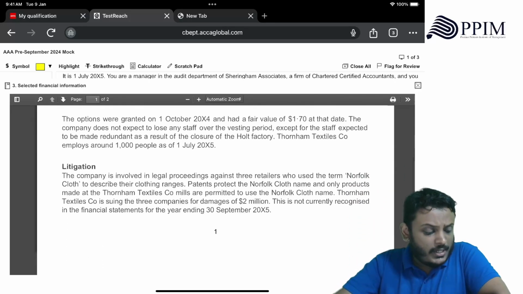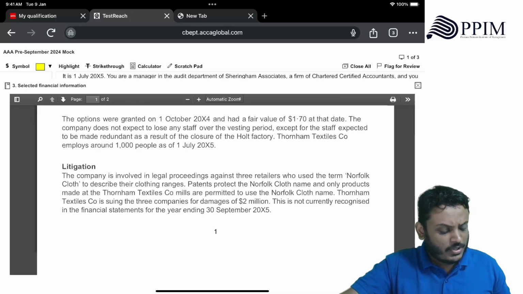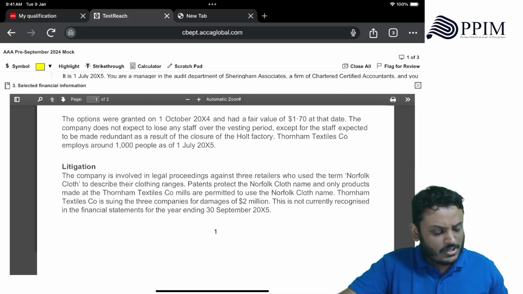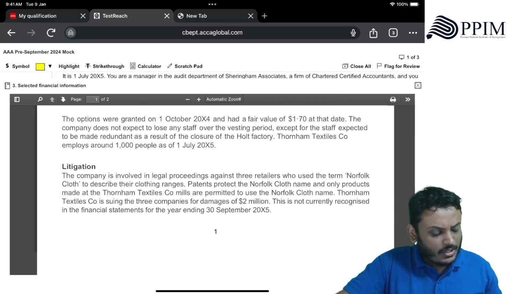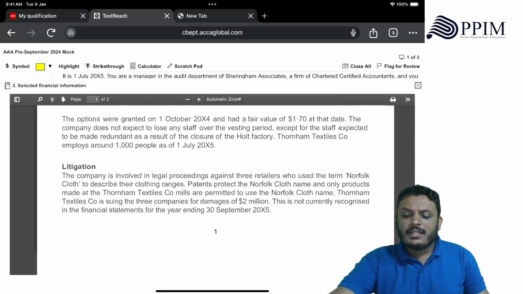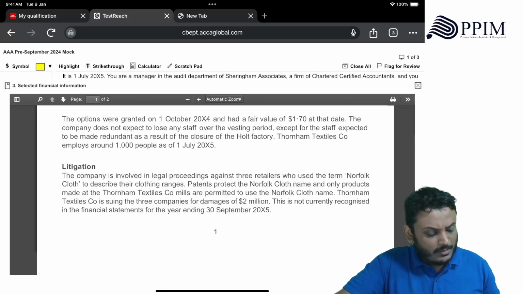There's a litigation issue as well. With litigation, a proper provision is to be made. If the provision is not sufficient, it's a completeness problem. Right? That we need to understand. So litigation, if you take, it says the company is involved in legal proceedings.